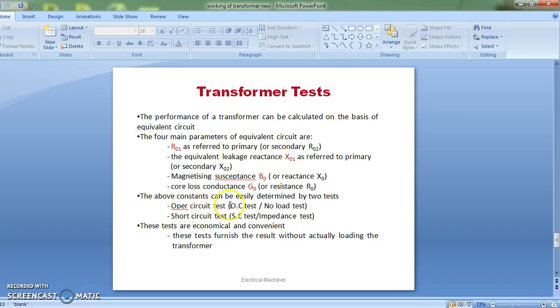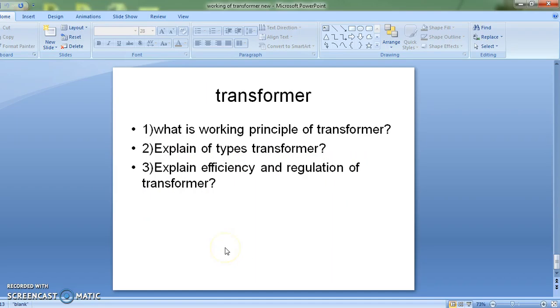The above constants can be easily determined by two tests. First one is the open circuit test, which is called the OC test or no load test. Second one is the short circuit test, which is called the SC test or impedance test. These tests are economical and convenient. These tests furnish the result without actually loading the transformer. And when there is no loading, the losses are automatically minimized.